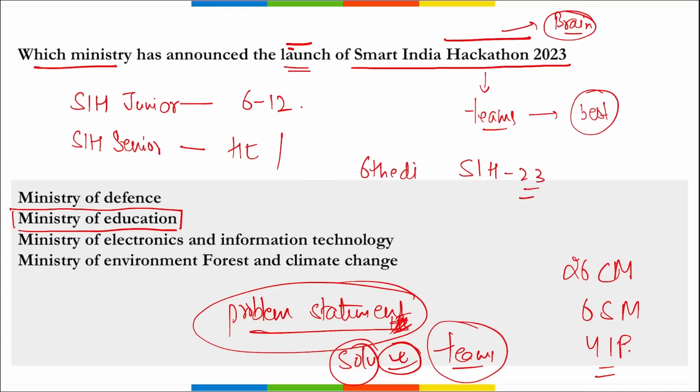Then, as we just saw, this was the 6th edition of this Smart India Hackathon. When was the first ever edition of this Smart India Hackathon held? It was in 2017, right?